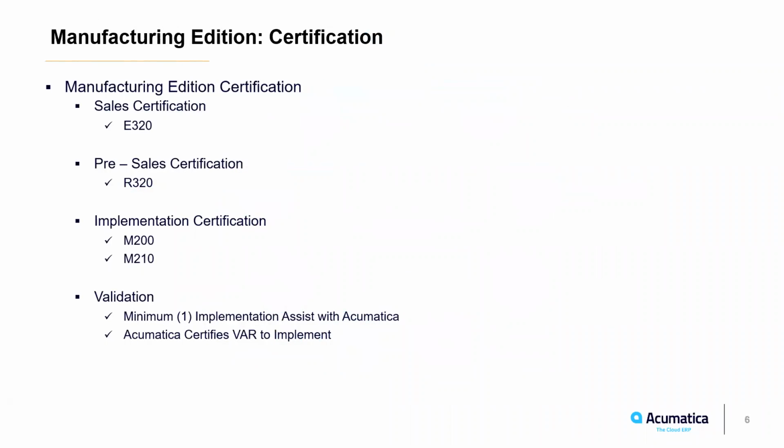And for those of you that just need a refresher on what the actual certification process looks like, that is, each partner practice, what do they need to do to become certified on our manufacturing edition? There are 4 courses that fall within that. One is the E320 sales certification. Another is the R320 pre-sales certification. And then our implementation consultants are asked to go through the M210 and the M200 courses.